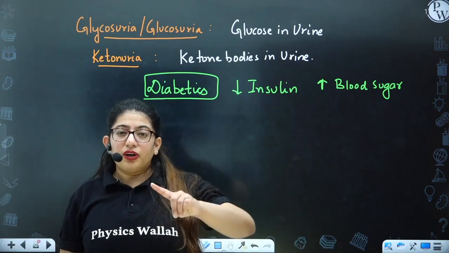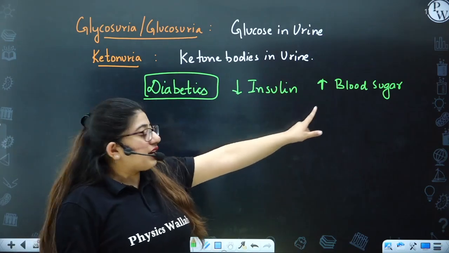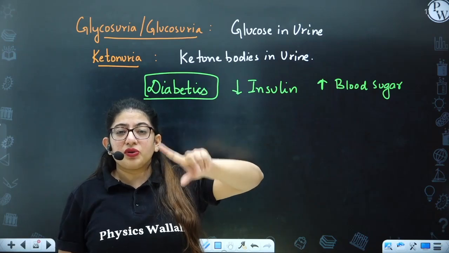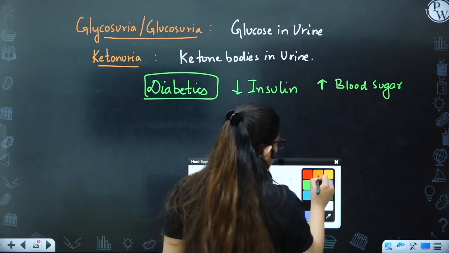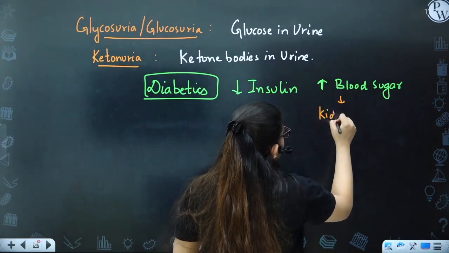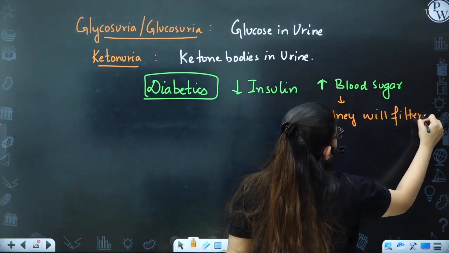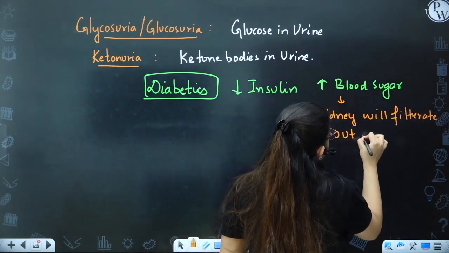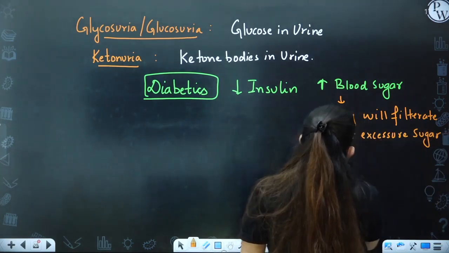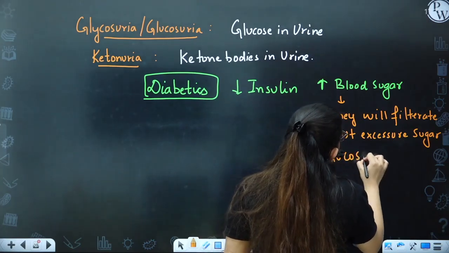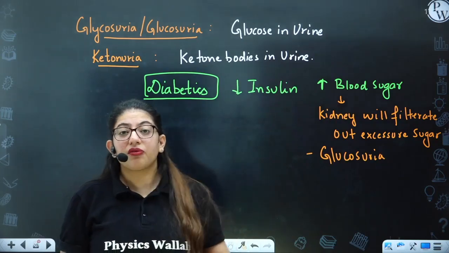Whenever there is an increase in blood sugar, I told you the kidney will move out the excess glucose in urine. As a result, you will see a large amount of sugar in this person's urine. So there is an increase in blood sugar, and the kidney will filter out the excess sugar. Hence, a diabetic person will show the symptom of glucosuria. Fine. So glucosuria is glucose in urine. This is a symptom of diabetes.